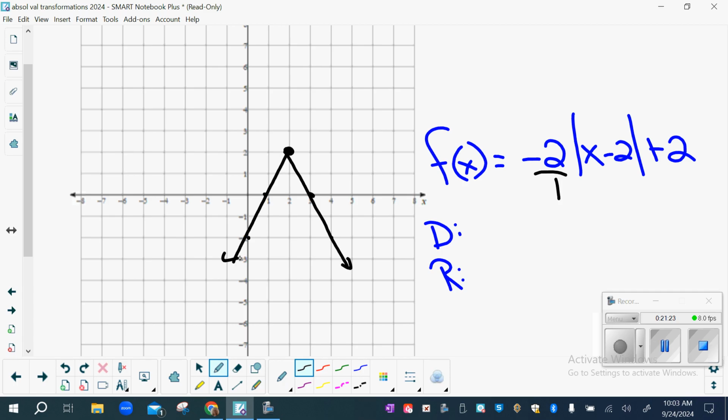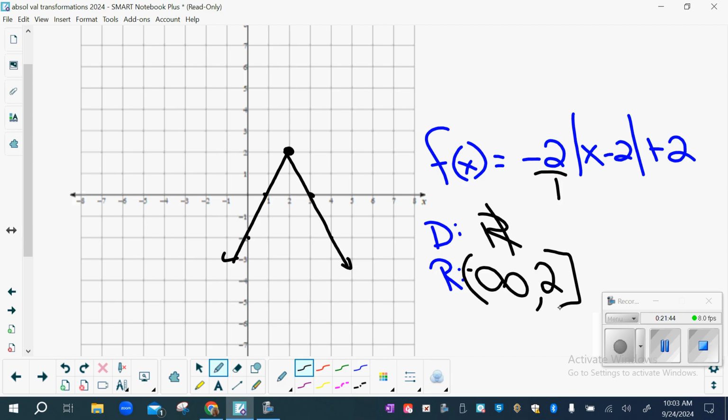My domain is still all real numbers side to side, but my range, careful on this one. It's bottom to top. Look, I already did it wrong. The bottom is now negative infinity, and it goes up, up, up, and it hits 2 like that. Watch those ranges on that one.